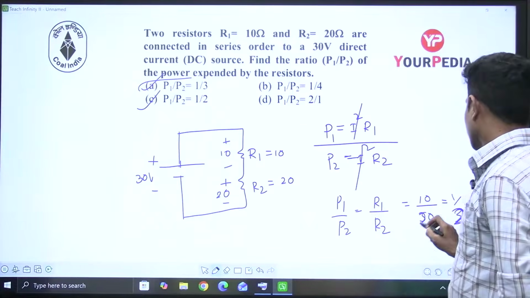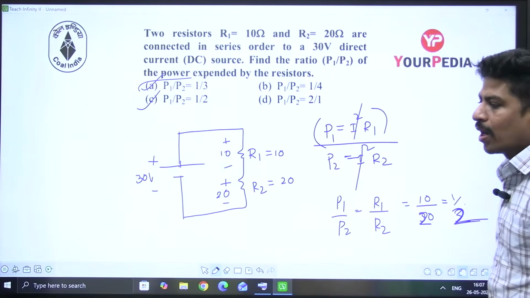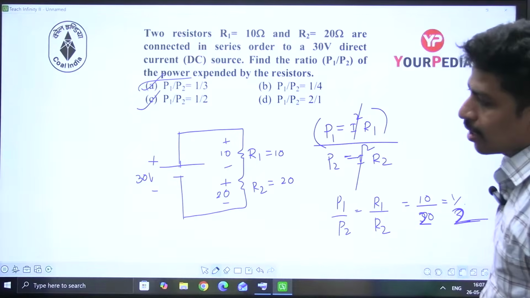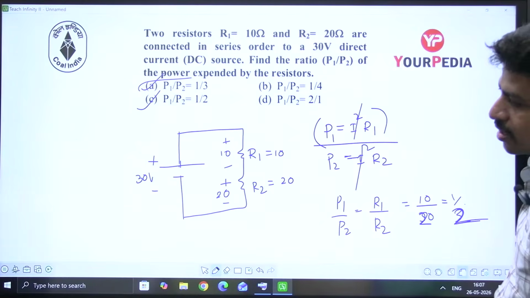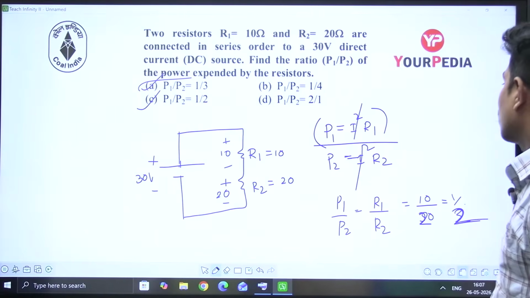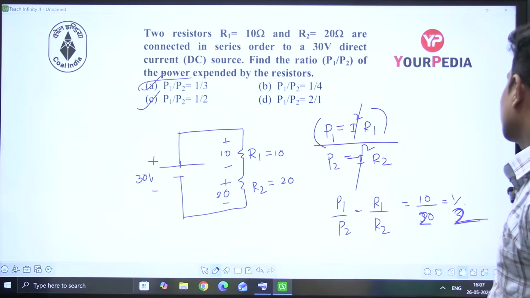No, it is 20. Yeah, power in resistance 1 is I square into R1. Power in resistance 2 is I square into R2. Why the same current? Both are in series. If both are in series, I square R1 by I square R2, the I square will get cancelled. P1 by P2 is equal to R1 by R2. So R1 is 10, R2 is 20. So that is 1 by 2.